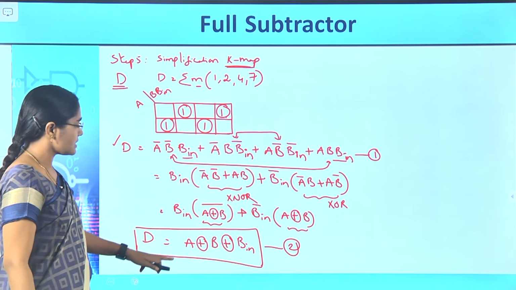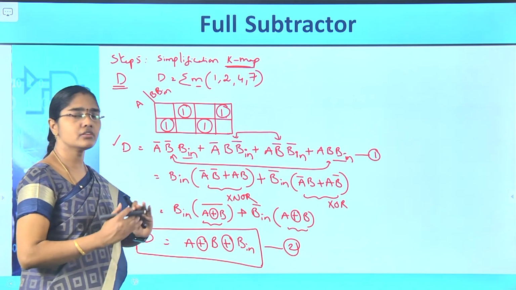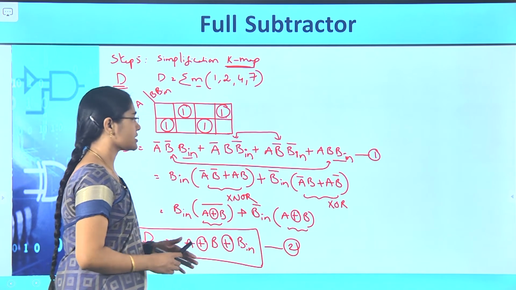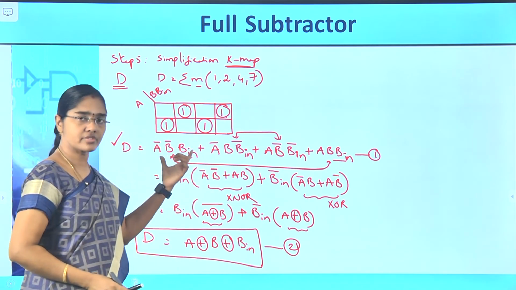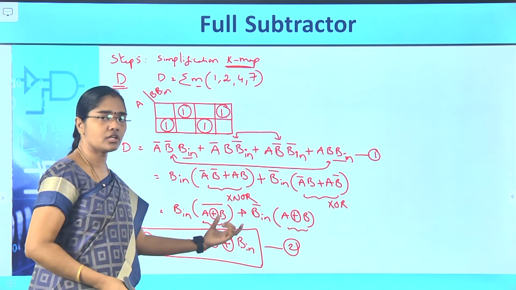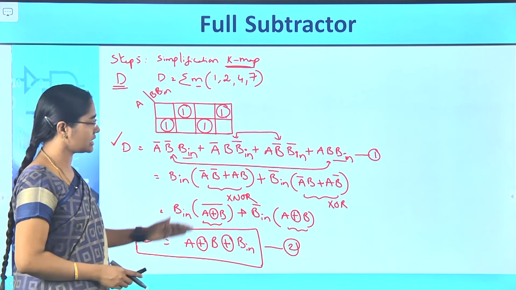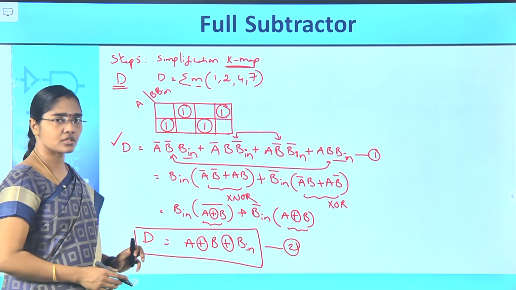This is the second equation. Let us take this as the second equation, an alternative representation of our difference equation. The first representation is directly taking all the minterms, and the second representation is A XOR B XOR B in. This is the difference equation. Okay, representation of difference equation.